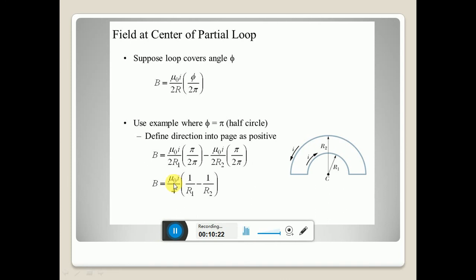So I can write mu naught I by 4 into 1 by r1 minus 1 by r2. Then what is the direction of the resultant magnetic field? Here 1 by r1 is the bigger one, so the magnetic field is directed into the plane. The resultant magnetic field will be directed into the plane.